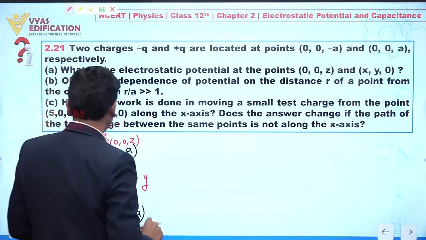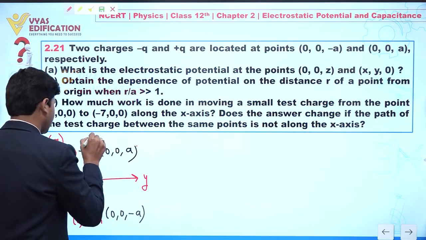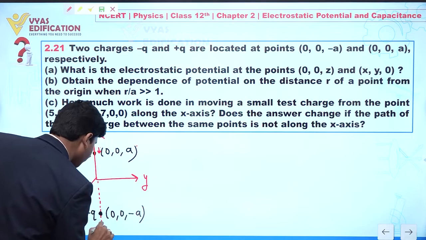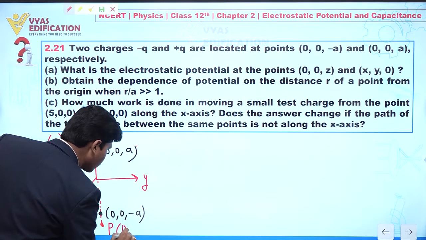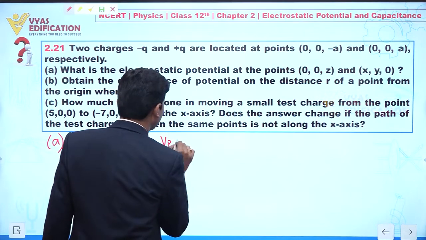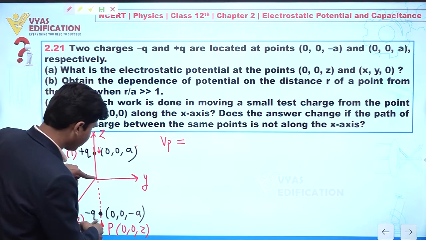Now listen. Let's suppose I am taking this point P on this side. This is the Z axis. Now I am taking point P on this side. Let's suppose this is point P (0, 0, z). Now again I can write the electric potential at point P. So we can say this value we have is z.